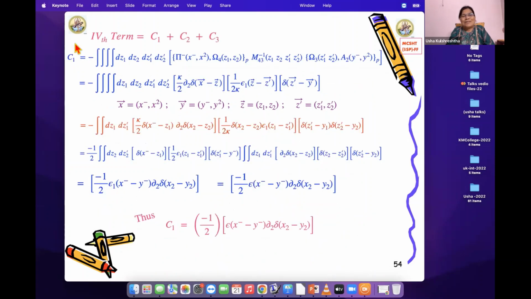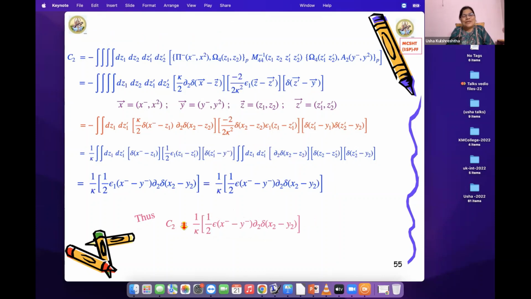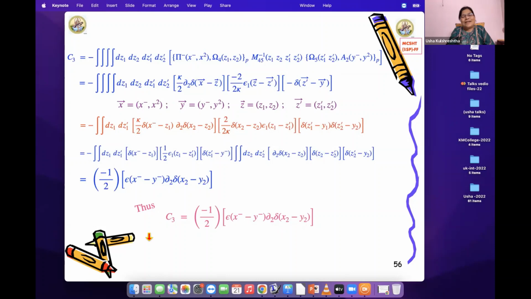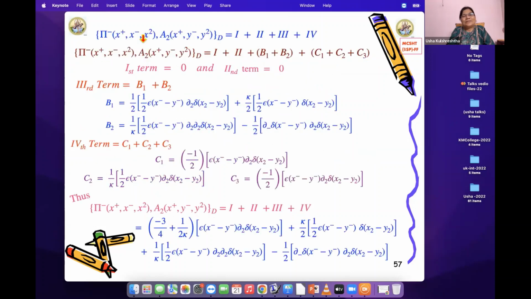And then I have calculated this fourth term, which is a combination of C1, C2, and C3, meaning 3 terms. Then again, I have calculated these 3 terms. So C1, C2, and C3, and I get this. And then we add all these terms. So I have added all these terms, and I get this long bracket, this long Dirac bracket.